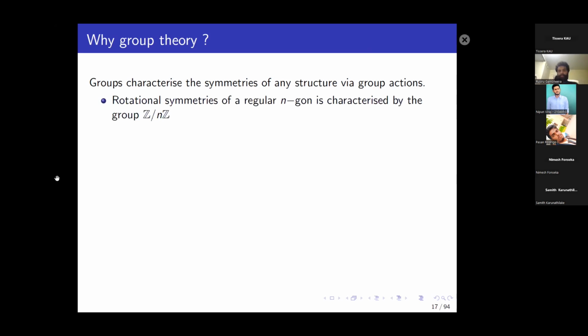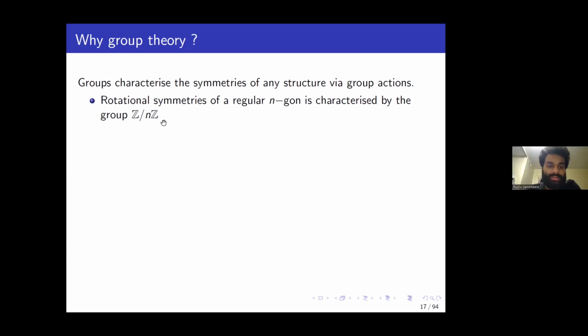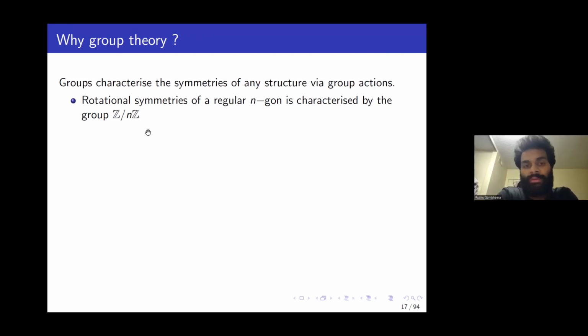If you take a regular n-gon, what's an n-gon? It's just a polygon with n sides and n vertices, with equal length sides and equal angles. So there are symmetries in that, right? There are rotational symmetries. You can rotate the polygon n times, right? That rotational symmetry is characterized by the group Z over nZ, so under addition, integers modulo n.